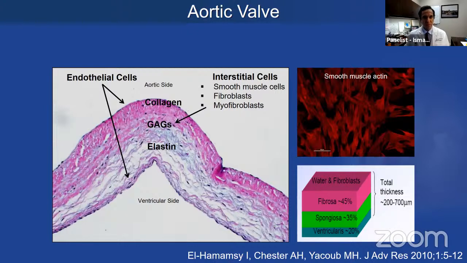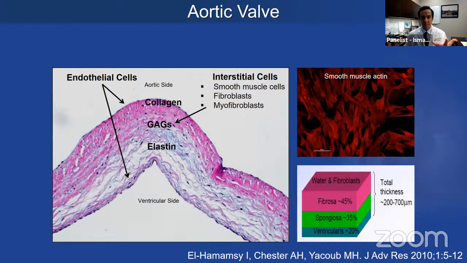And I won't bore you too much with this, but just a couple of slides to show you how sophisticated aortic valves are. This is a cross-section of an aortic valve cusp, and you will notice that it looks very much like a blood vessel. It has a single layer of endothelial cells on both the aortic and the ventricular side. It has a mixed population of cells inside the body of the leaflet, which we call interstitial cells, which is a mixed population of smooth muscle cells, fibroblasts, and myofibroblasts.